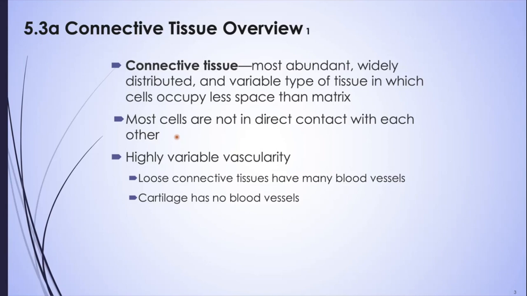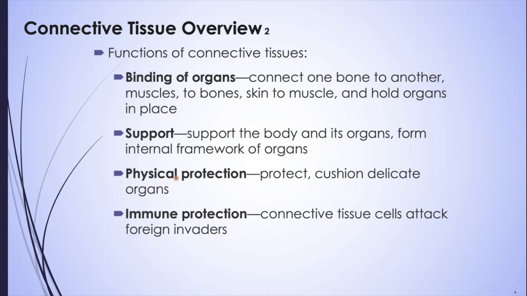So connective tissues are highly variable, highly vascular, lots of vascularity. But your loose connective tissue are going to have many blood vessels versus some connective tissue, not so much. For example, cartilage does not have blood vessels. So this really depends on which specific tissue that we're talking about.